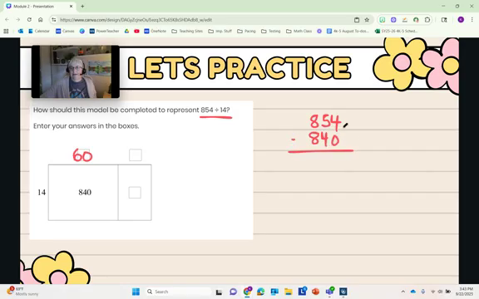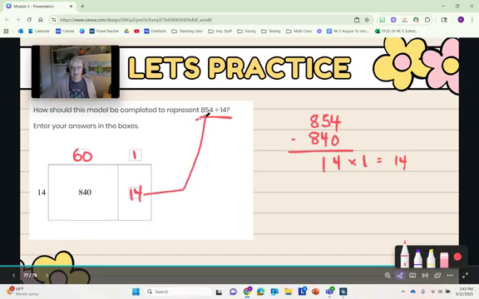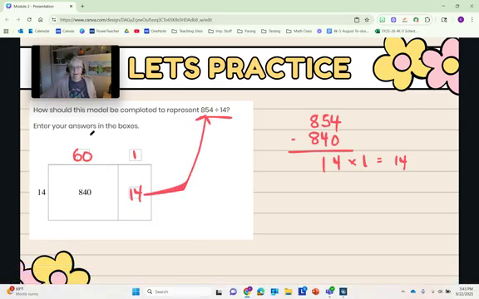So let's subtract. 4 minus 0 is 4. 5 minus 4 is 1. 8 minus 8 is 0. That's 14. 14 times 1 is going to give me 14. And that's all I need. So a 1 goes here and a 14 goes here. Now the inside of my box adds up to the total we start with. We can see the one divisor here, the 14, and we figured out that the other divisor is 60 plus 1, or 61. So this equals 61.